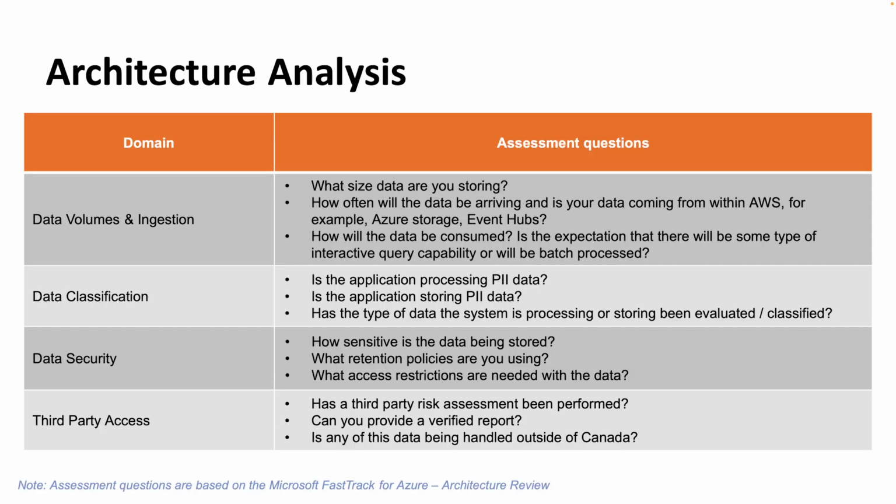To do the architecture analysis, we are lucky because Microsoft released a document, the Microsoft FastTrack for Azure architecture review, and you can use it to do your architecture analysis. You will have some assessment questions you can ask directly of your application team or your platform engineering team. Questions about data volume ingestion, data classification, data security, and also the links with different third parties, and that will help you to have a good idea about the security posture and the architecture of the application.